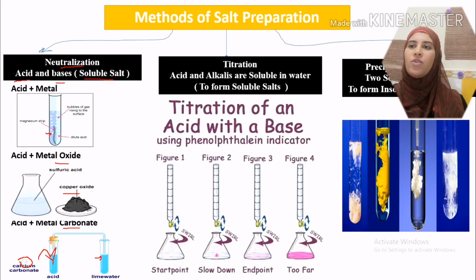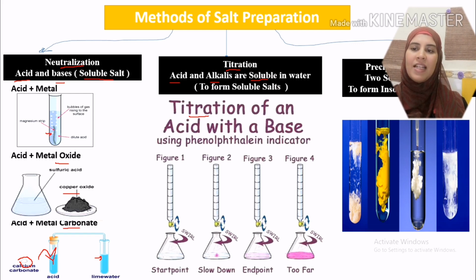Number 2, titration reaction. In a titration reaction, we will react acid plus alkali. Alkali is soluble in water to form salt plus water. So we will react acid plus alkali soluble in water to form salt soluble in water. In this method, we can use titration between acid and base using an indicator like phenolphthalein.